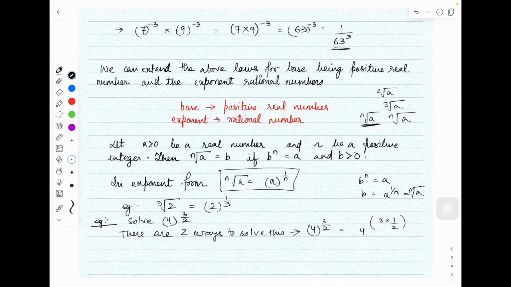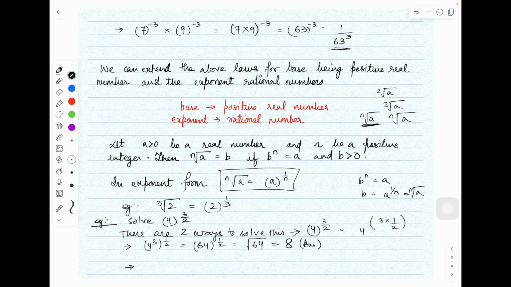So from this you can do it two ways. First, I am taking 3 inside. So this becomes 4 to the power 3 to the power 1 by 2. So 4 to the power 3 is what? 64 to the power 1 by 2. And we know by exponent form 1 by 2 means root over 64. Root over 64 is 8. So 8 is the answer.